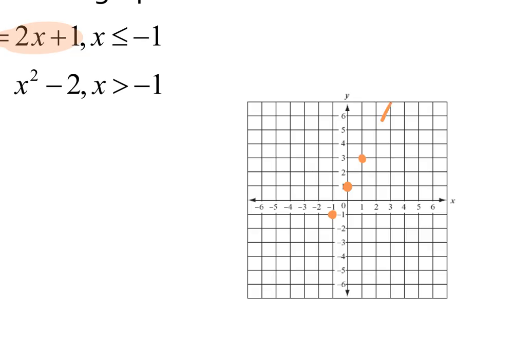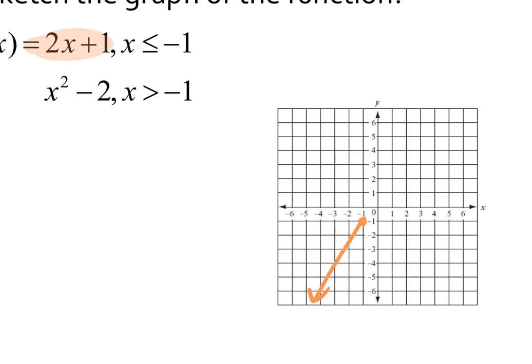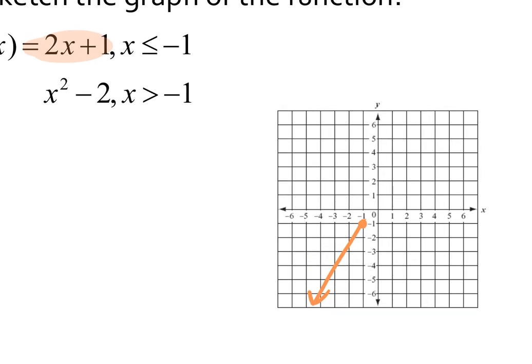So my graph would have looked like this, but I only want it where it's less than or equal to -1. So I'm going to erase all of that and only keep where it's less than or equal to, so solid dot at -1, and then everything below it. With me so far?